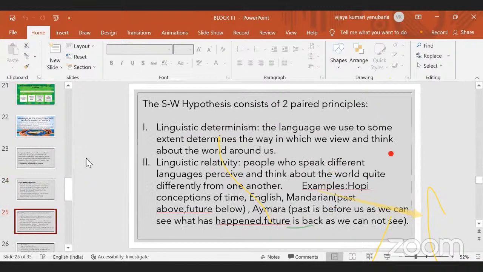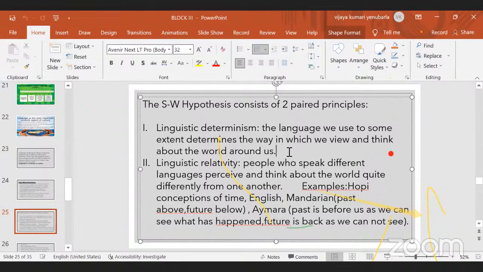So he proposed two principles. The first is linguistic determinism. The language we use to some extent determines the way in which we view and think about the world around us. So the language we use is determining our behavior. That is linguistic determinism. And the second one is linguistic relativity, the same as cultural relativity: people who speak different languages perceive and think about the world quite differently from one another.